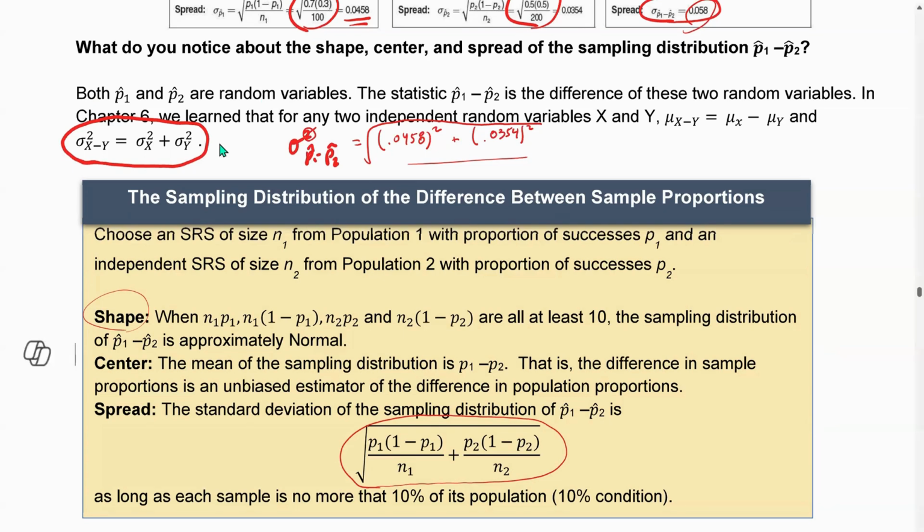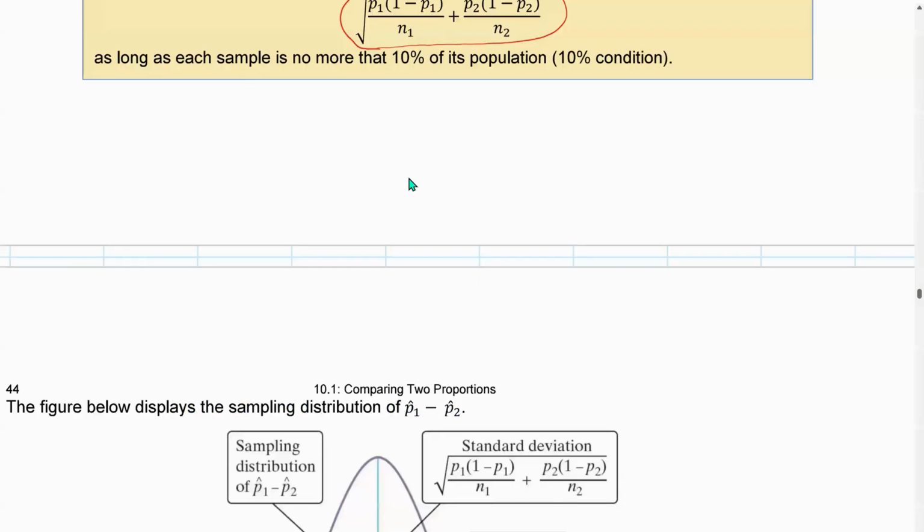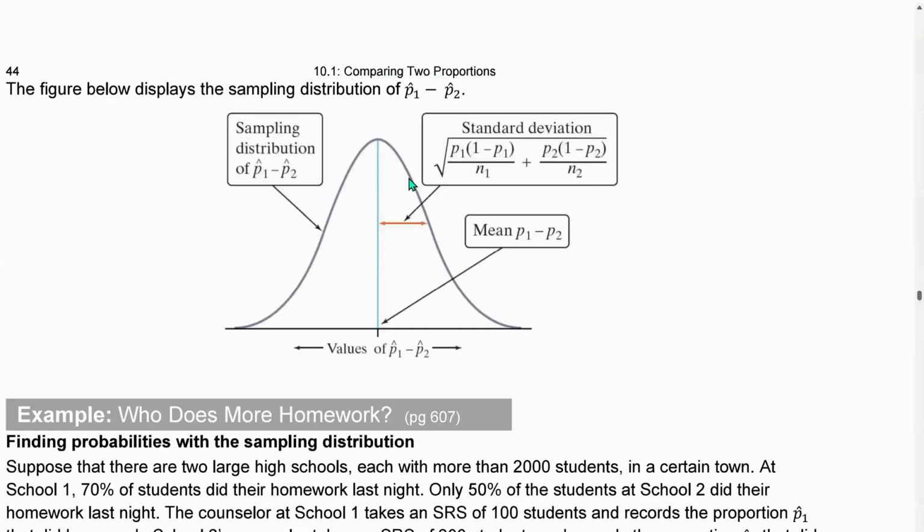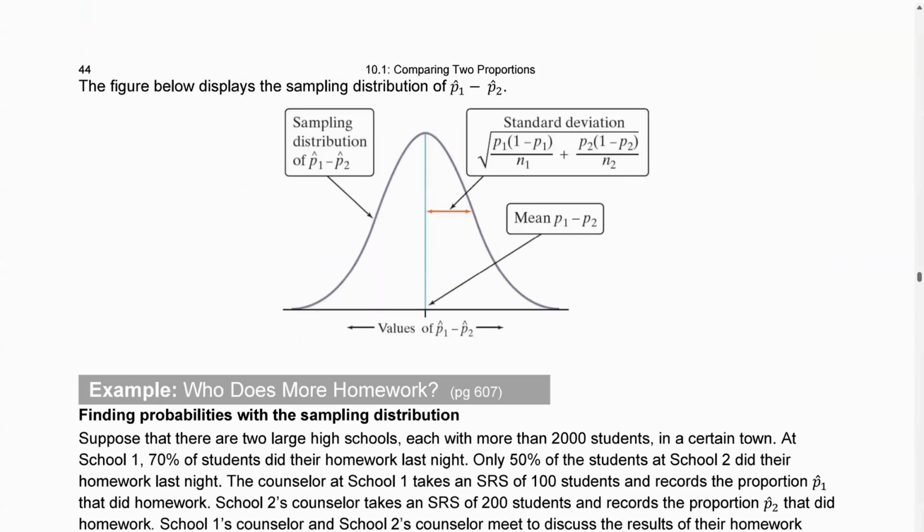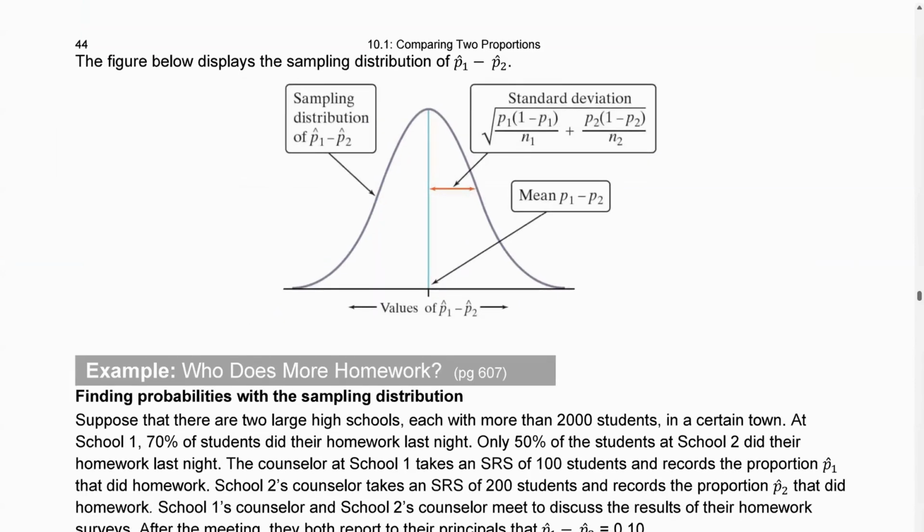Turning the page. So there's our shape of the distribution of p hat 1 minus p hat 2. Let's take a look at an example and see if we can get the feeling for this particular distribution.